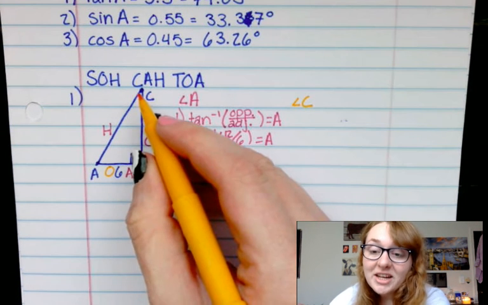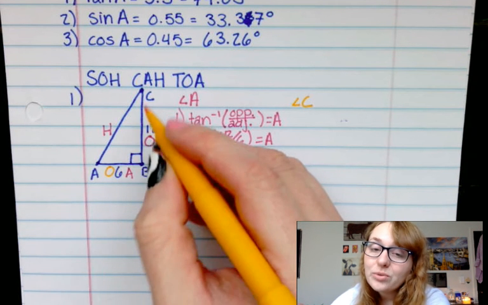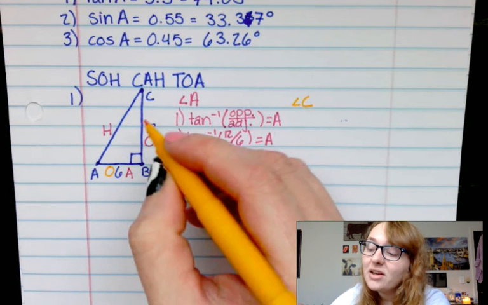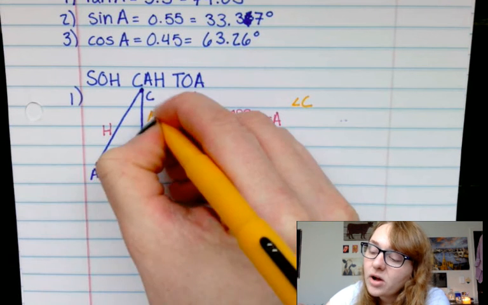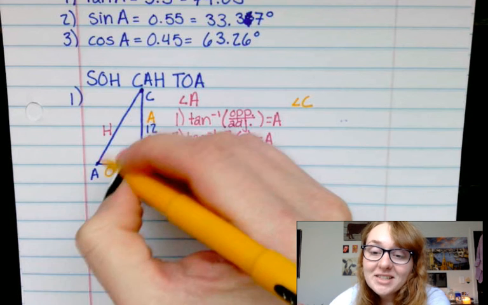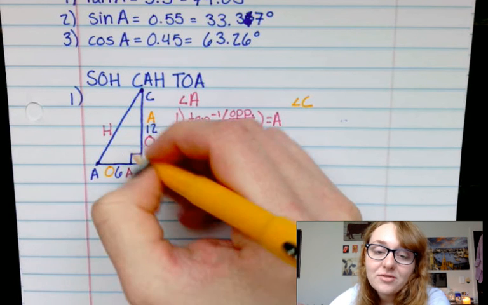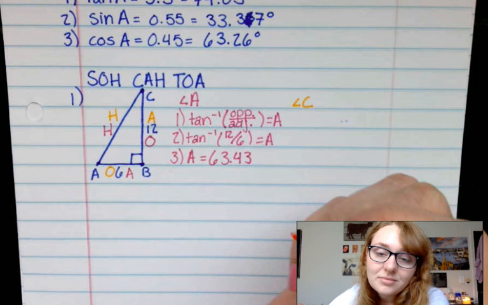From angle C, our adjacent side is the leg that is touching angle C, the leg that is next to, the leg that is adjacent to angle C, which is going to be this side CB at 12. So I'm going to draw a capital A. And our hypotenuse is still the longest side, and it is still the side opposite from our 90-degree angle. So our hypotenuse actually stayed the same.